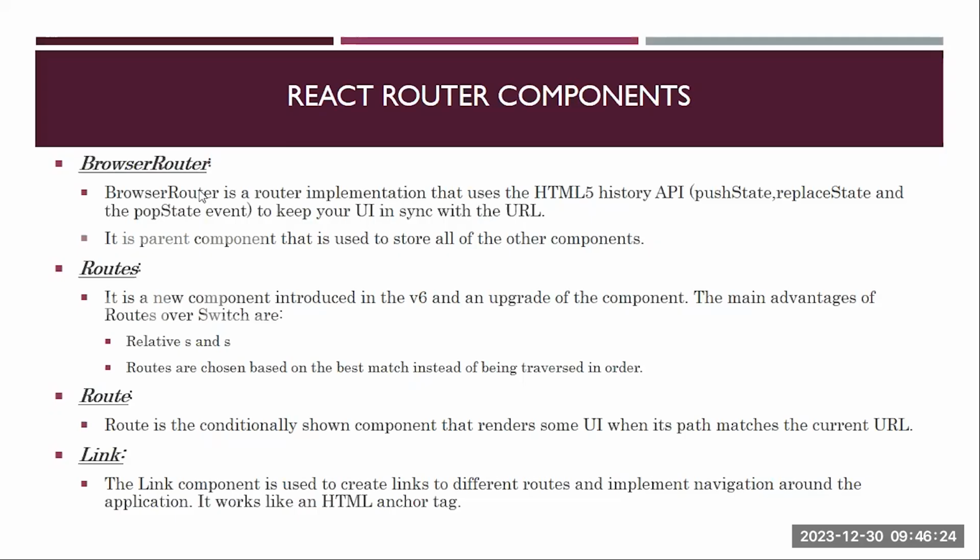HTML5 contains your history. Whenever the content is uploaded in the DOM, the DOM contains all of the information about your application as a package. In this package, HTML5 contains the history. History is a simple API which connects your components with each other. BrowserRouter is a parent component that is used to store all of the other components. This parent component contains all of the information about your child components.